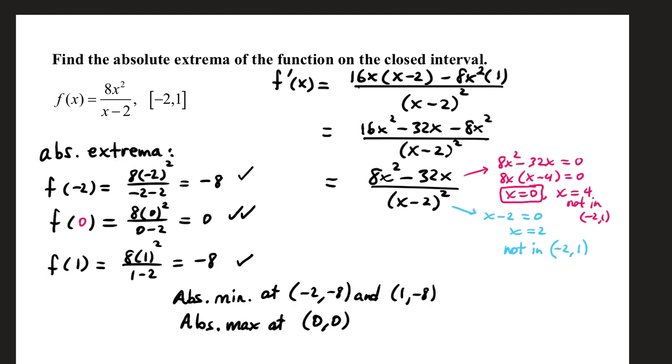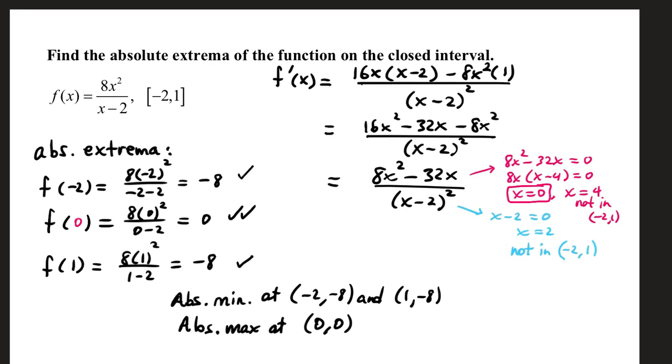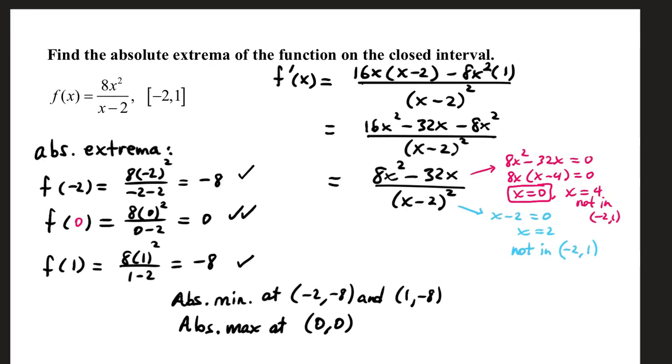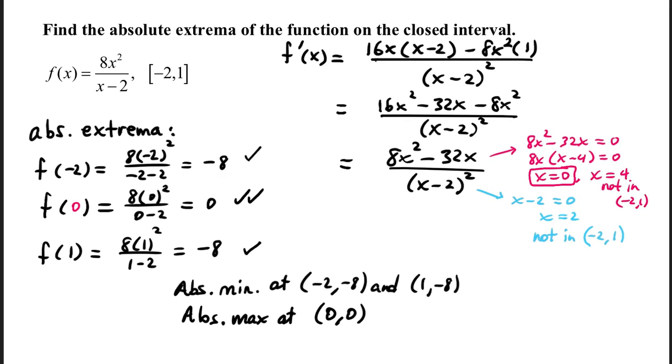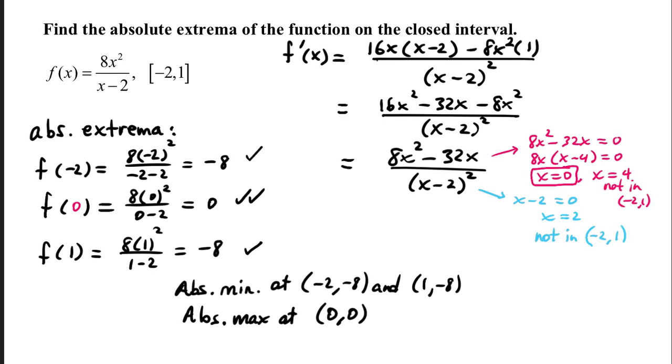Let's look at these two examples. Well, we'll look at two examples, but we're going to look at this one first. Let me get my screen stretched out here. There we go. Find the absolute extrema of the function on the closed interval. We have the function 8x squared over x minus 2, and we're supposed to look at the closed interval from -2 to 1.